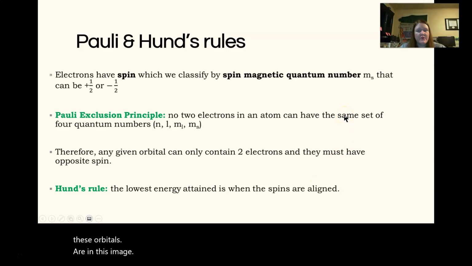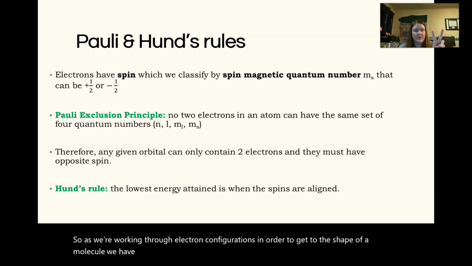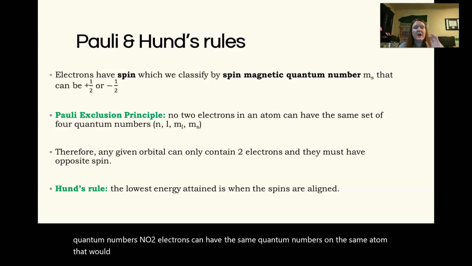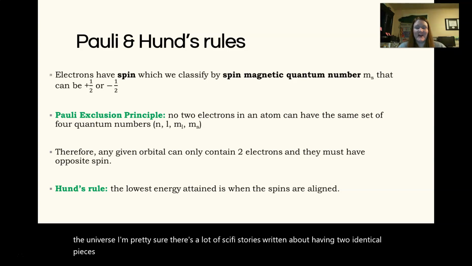So as we're working through electron configurations, in order to get to the shape of a molecule, we have just 2 rules to follow. The first one just says that we have those 4 quantum numbers. No 2 electrons can have the same quantum numbers on the same atom. That would mean you have 2 identical pieces of matter, and that violates all of the rules of the universe. I'm pretty sure there's a lot of sci-fi stories written about having 2 identical pieces of matter and the consequences of that. Okay, we don't actually know what the consequences are because it's impossible.